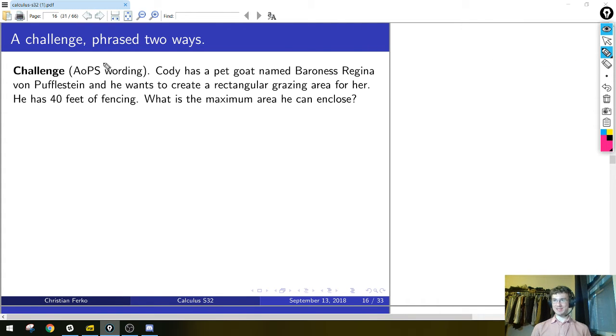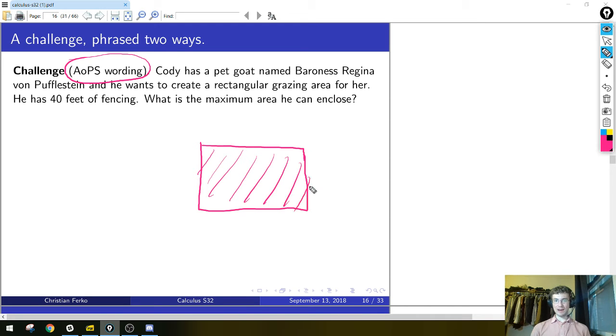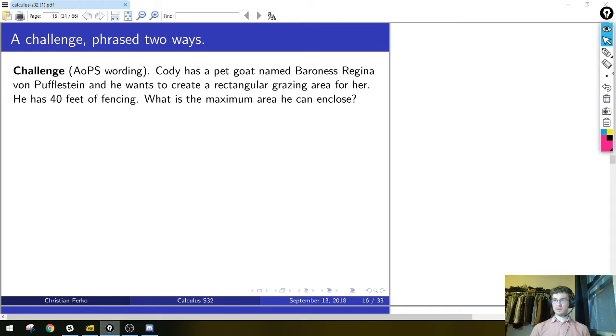So first, here is the way the problem appears in the Art of Problem Solving book. It says, Cody has a pet goat named Baroness Regina von Poffelstein, and he wants to create a rectangular grazing area for her. He only has 40 feet of fencing. What is the maximum area he can enclose? Now, I find this almost insulting to read. I guess they're pandering to whatever the advanced 7th and 8th graders or whoever's reading this book, so I refuse to even engage with the content of this question.